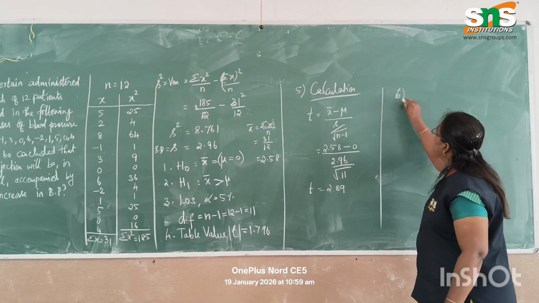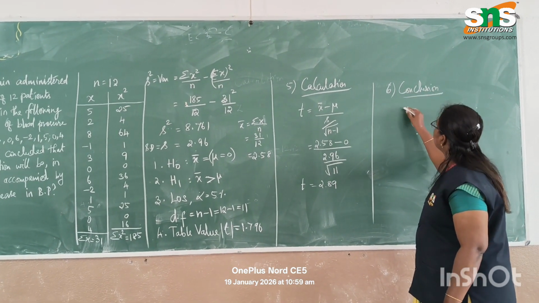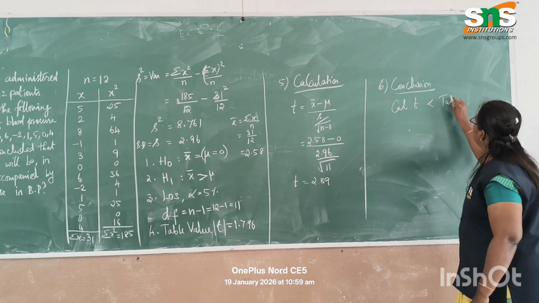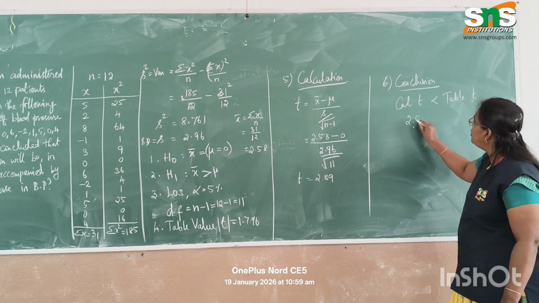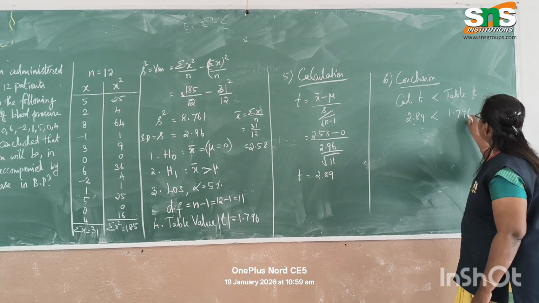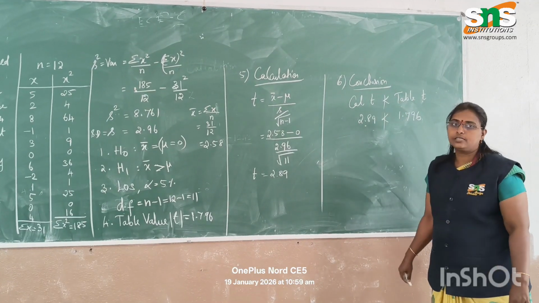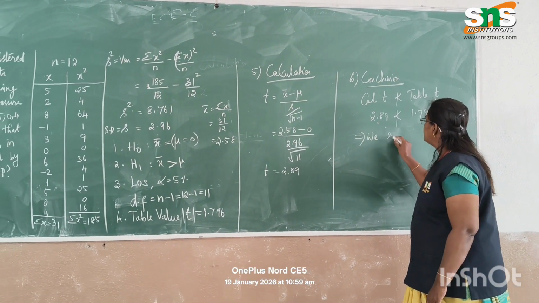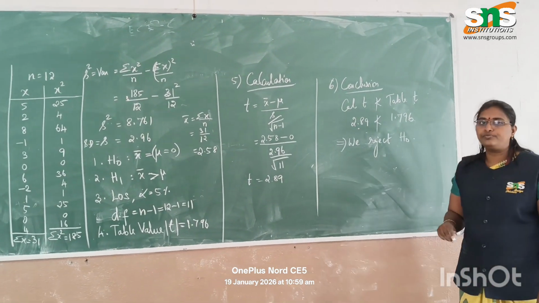From the table value and calculated value we can go for the conclusion. Is the calculated t less than the table t? Our calculated value is 2.89, which is not less than 1.796. So that is not possible, and we reject H0. This is the conclusion for this sum.